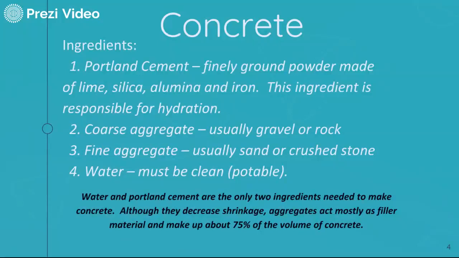Okay, water and Portland cement are the only two ingredients needed to make concrete. Although aggregates act mostly as a filler material and decrease shrinkage, they make up 75% of the volume of concrete. So you only need water and Portland cement to make it, but it'll shrink down tremendously if you do not have your aggregates in there. That's the gravel or rock. So it's just a filler material.